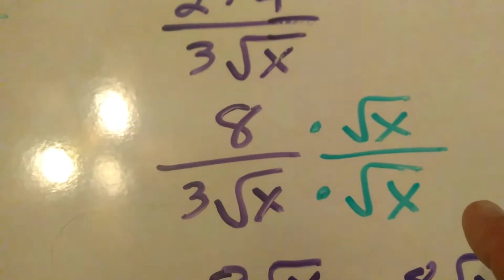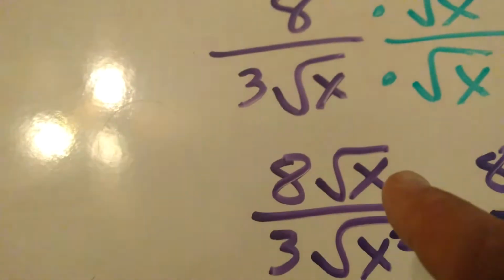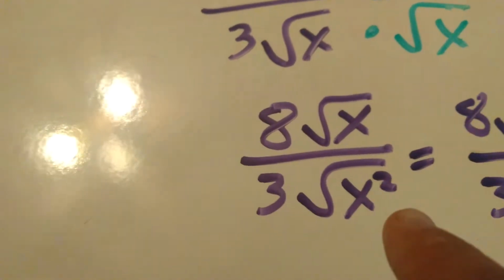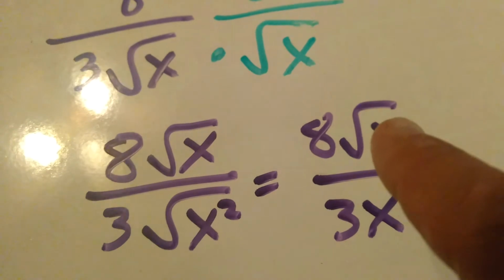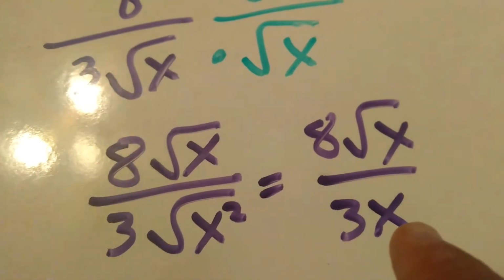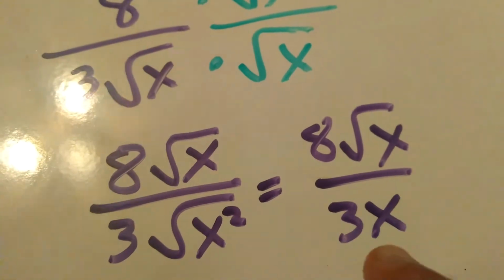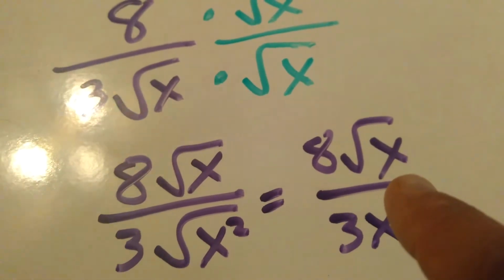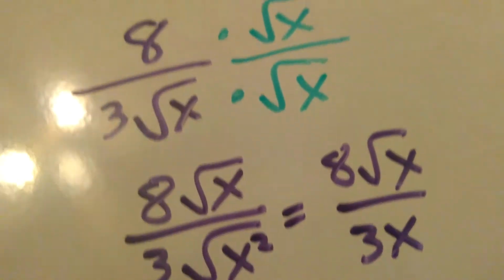So what I do is multiply top and bottom by square root of x. This gives me 8 square root of x over 3 square root of x squared, which square root of x squared is x. So it now gives me 8 square root of x over 3x. Notice in both problems, I have no radical in the denominator's place. It's okay to have the radical in the numerator's place, but not in the denominator's place.